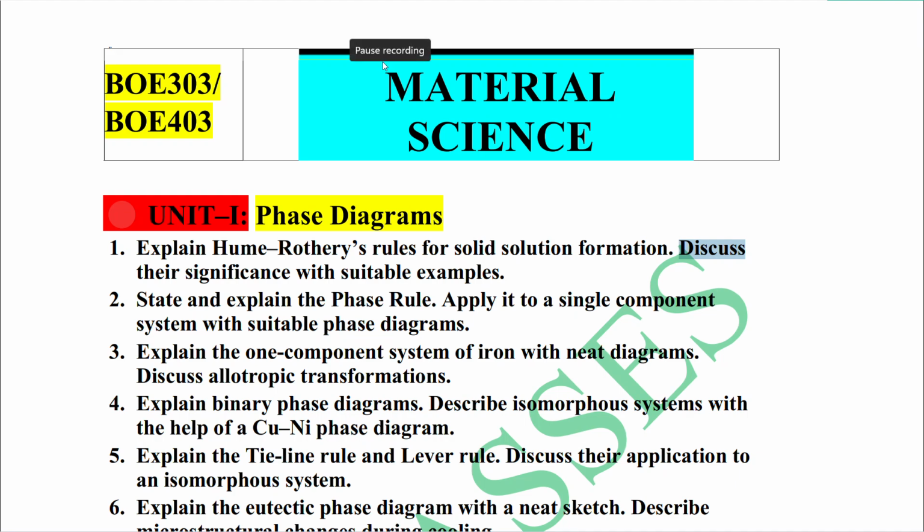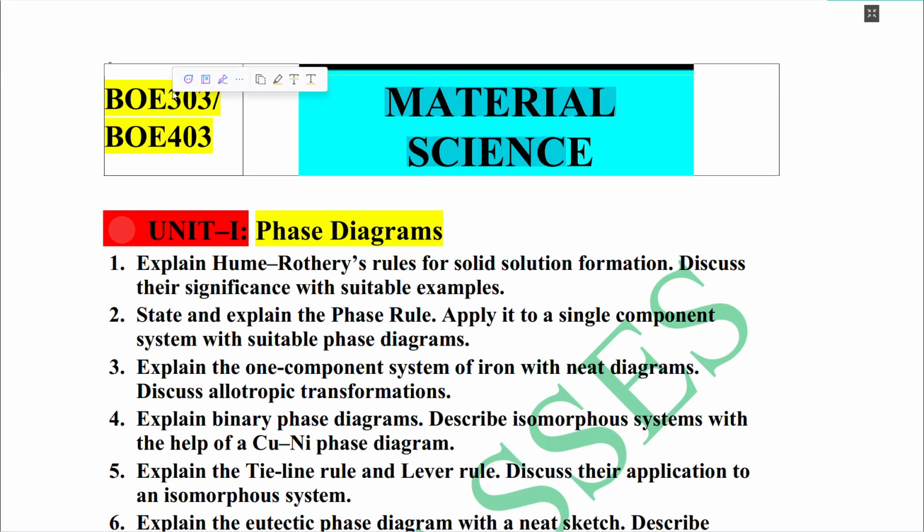Today we will discuss the most important questions for the academic examination, for the subject Material Science, code BOE 303 / BOE 403. In this video lecture, we discuss only the most important long answer type questions for the upcoming academic examination. So without wasting any time, let's start the video.